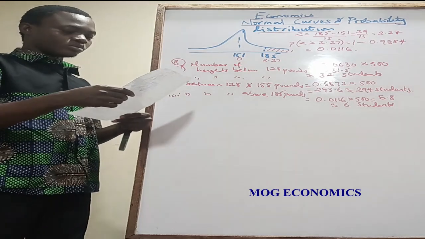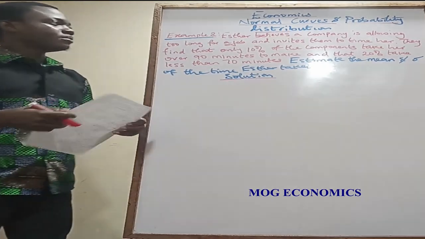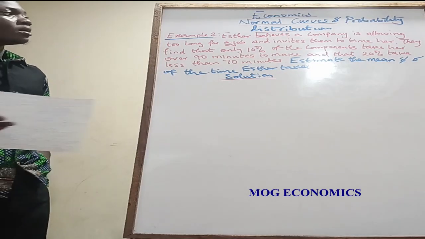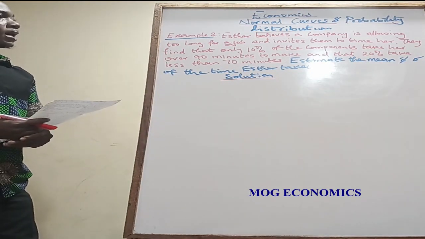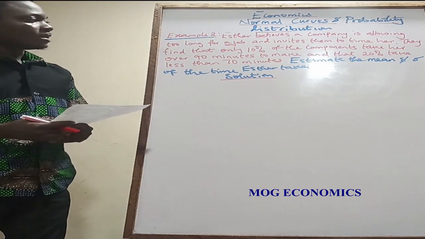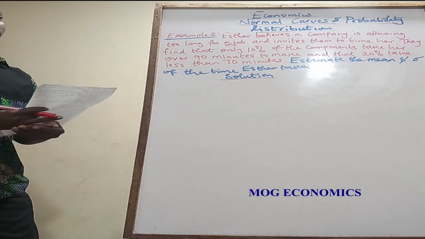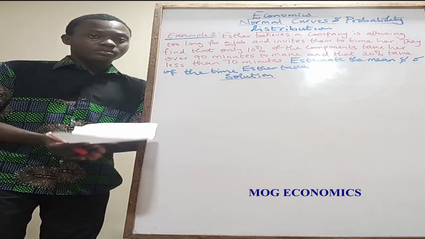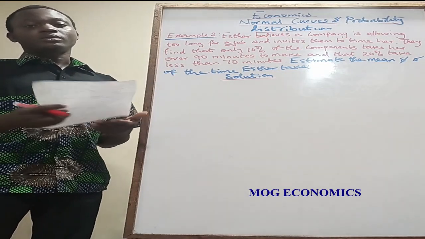Now the second one that we want to go to, let's look at it briefly. Esther believes a company is allowing too long for a job and invites them to time her. They find that only 10% of the components take her over 90 minutes to make, and that 20% of the components take less than 70 minutes to make. Estimate the mean and the standard deviation of the time Esther takes. What we're used to is looking for the probability, which is the area, but now the question has actually given us the area, so we have to go back to look for the standard deviation and the mean that we can work with.